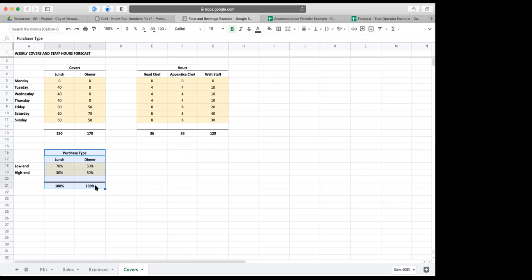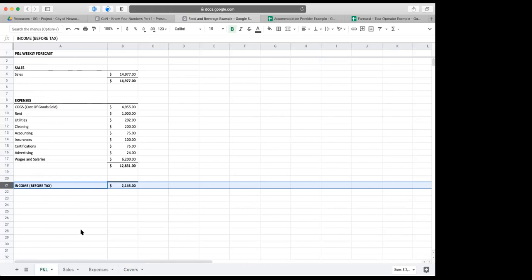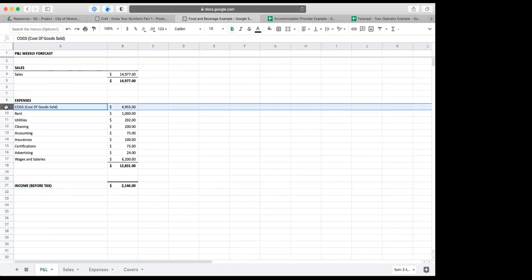Now, let's take a look at expenses. Back on the P&L tab, we can see cost of goods sold, or COGS, as a key expense. This expense is obviously driven by sales, so it's computed in the sales tab also.